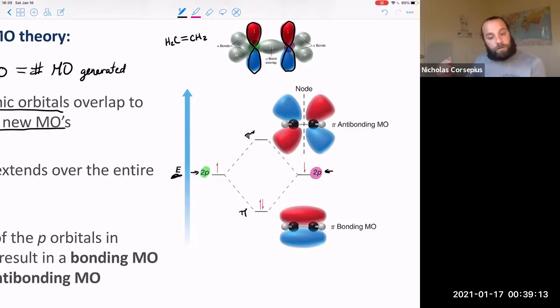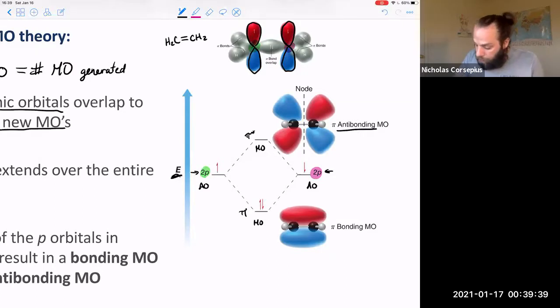Notice that one of those new molecular orbitals, again the atomic orbitals mixing to form molecular orbitals, is lower in energy than the original atomic orbitals, and the other one is higher in energy. This one we label pi star because it's what's called an anti-bonding orbital.